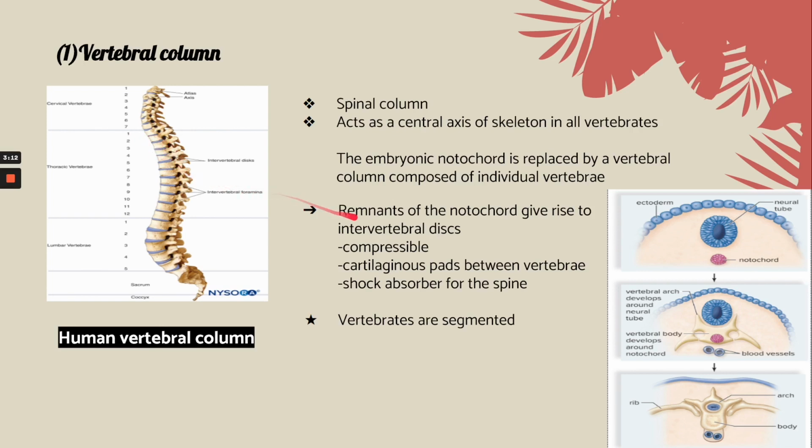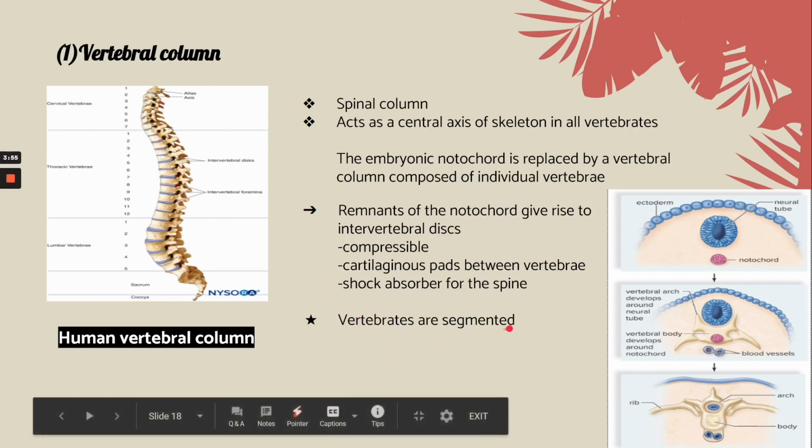So it's compressible, cartilaginous pads between vertebrae, and acts as a shock absorber for the spine. Right, so it acts as a shock absorber for the spine, which is very important. I say this because if there is no shock absorber between each of these vertebrae, we would not be able to walk or stand, because each and every one of these will collide with each other and will cause serious pain, and hence would also crack. So as a shock absorber, the intervertebral disc will absorb shock and prevent them from colliding with each other.